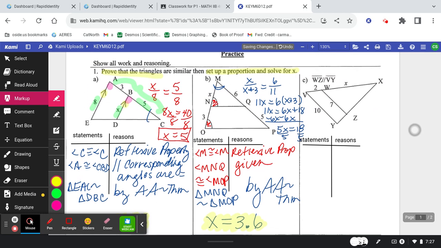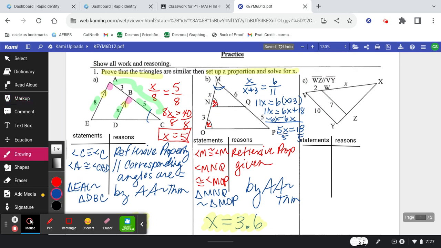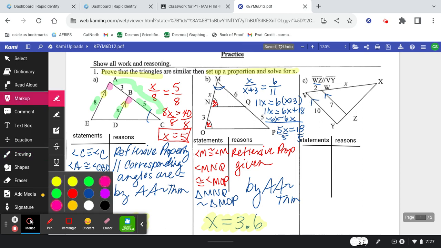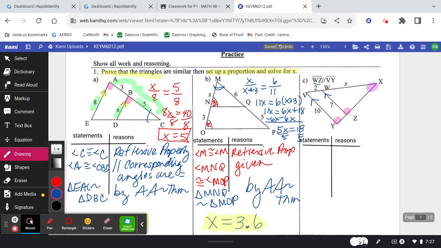All right, pause the video and try this last one on your own and see how you do. Okay, notice that we have, again, two angles. Why? Because it tells me right here that WZ is parallel to VY. And if I have parallel lines, then I have corresponding angles that are equal. And notice that up here, I have another reflexive angle. So you can use the two corresponding angles, or you can use the reflexive angle and a corresponding angle. It's up to you. I'm going to say angle X is congruent to itself by the reflexive property.